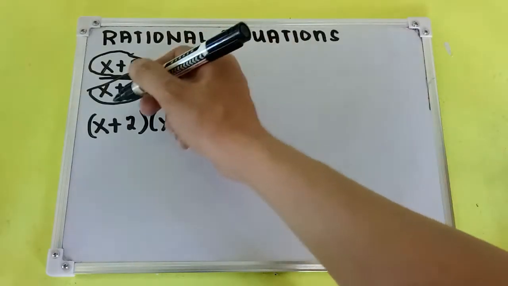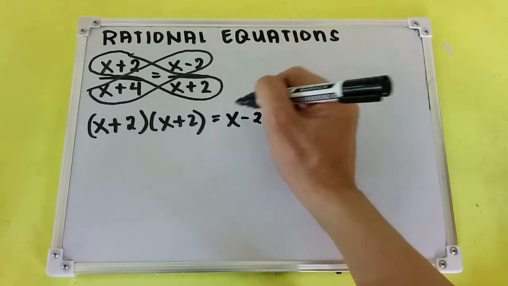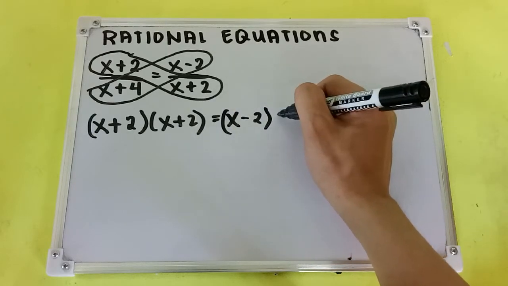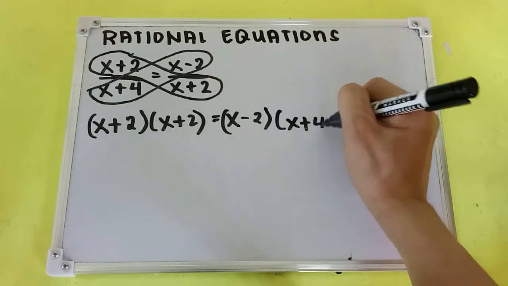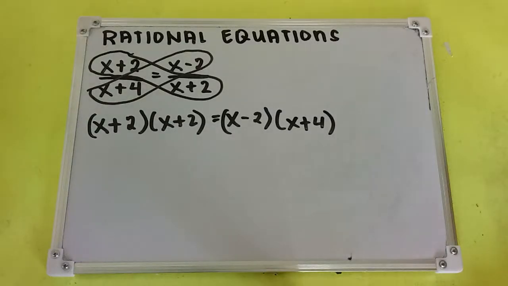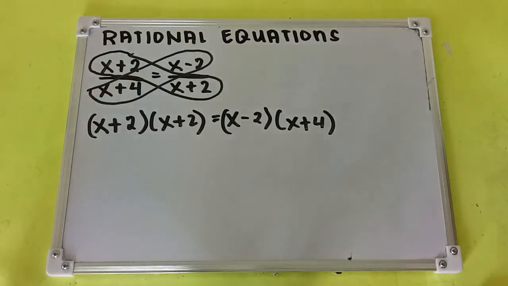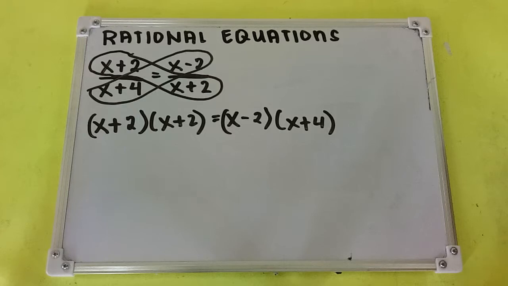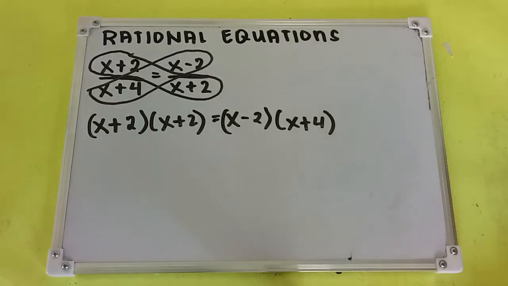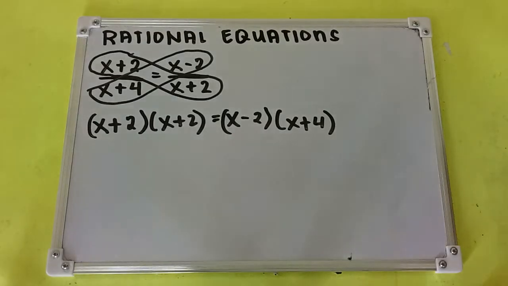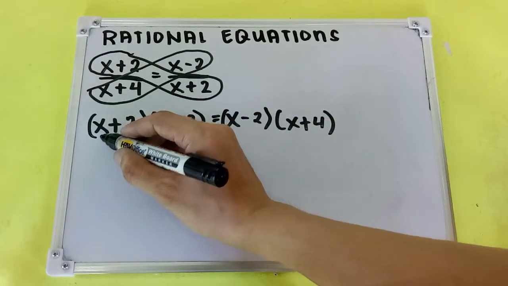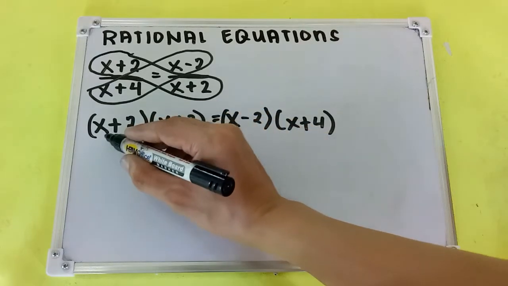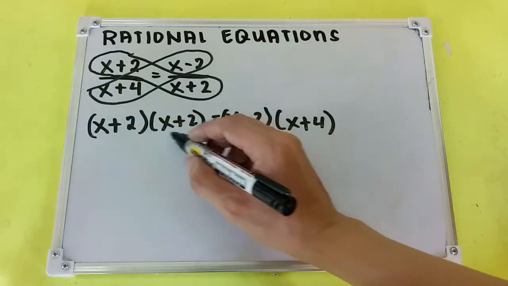Then the equal sign, and on the other side, (x - 2) multiplied by (x + 4). So there. Next, if you notice, or if you already have an idea what method we are going to use, that's better. But if not, we will use the FOIL method or distribution method. So, first term, second term, first term, second term. Let's distribute x first to the two terms.